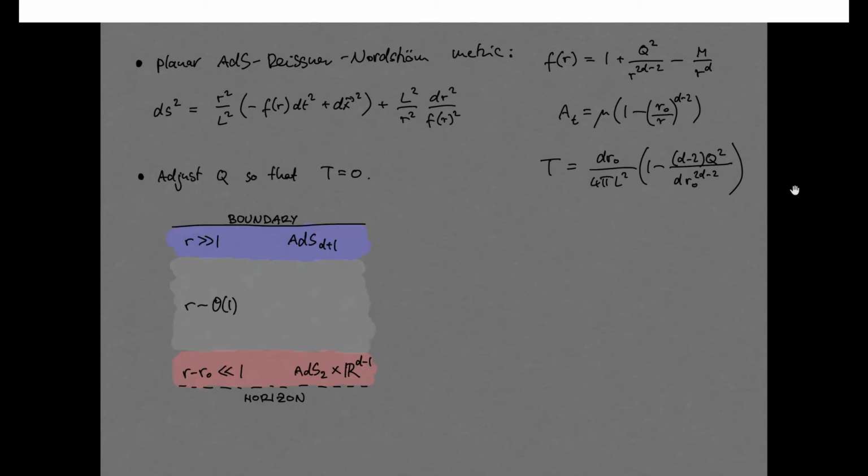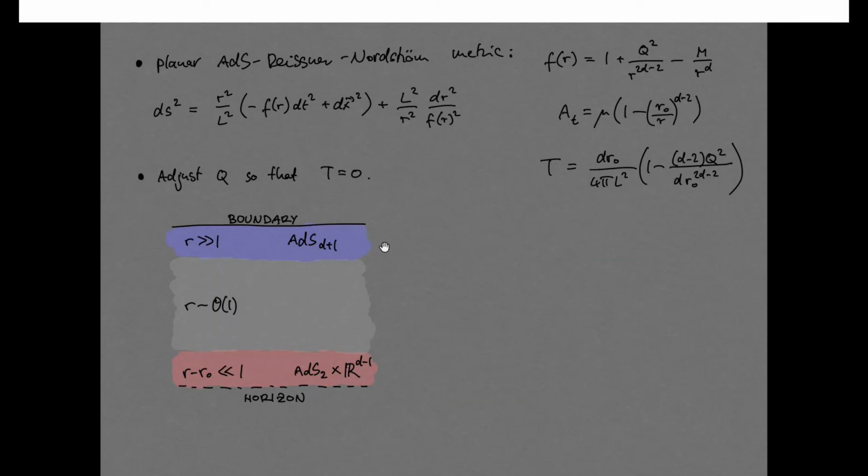So let's go back to the geometry, which was the planar AdS Reissner-Nordstrom charged black brane geometry. Here's the metric again, and the blackening factor f of r and the gauge field are given here. The temperature was expressed via this formula here. Let us now set this Q parameter such that the expression in the brackets vanishes, so the temperature is 0.